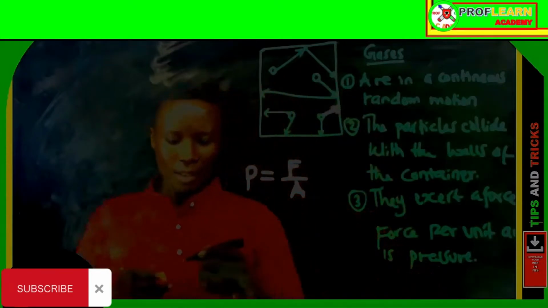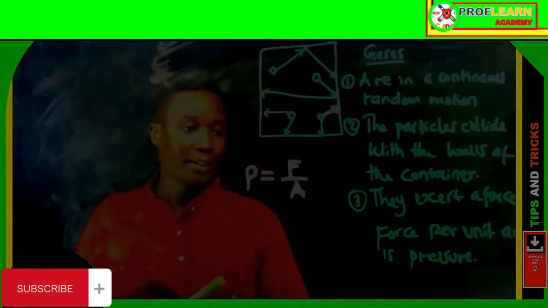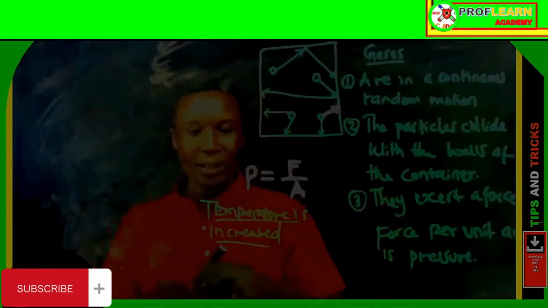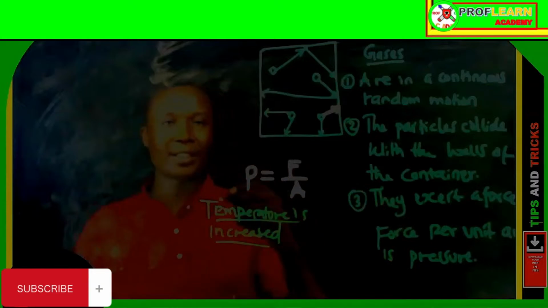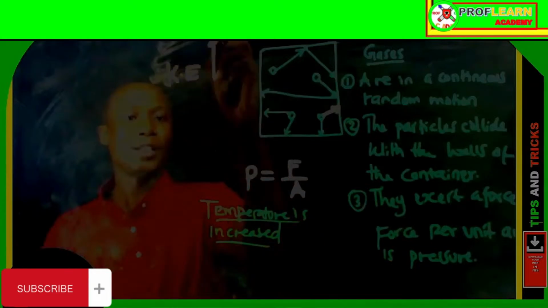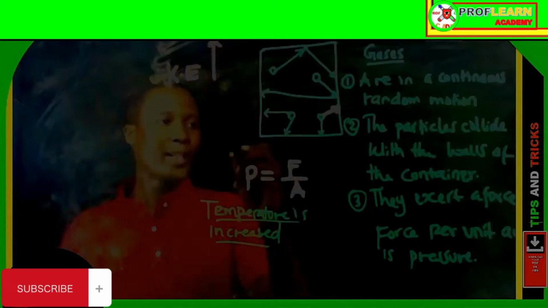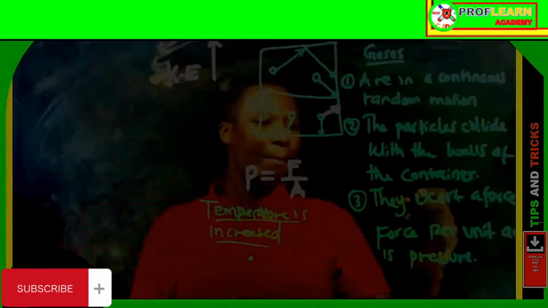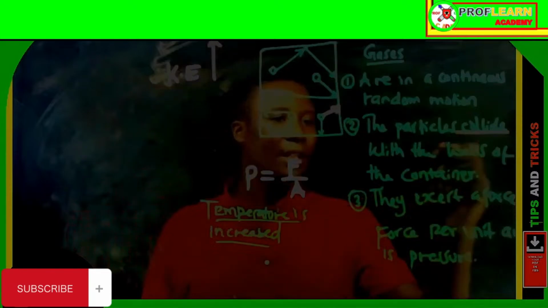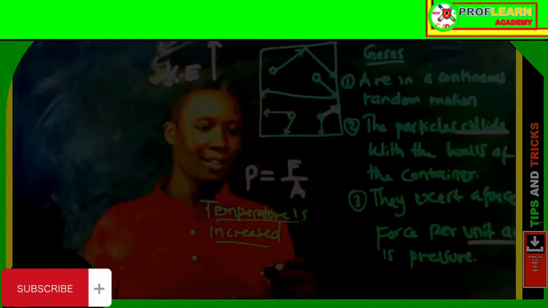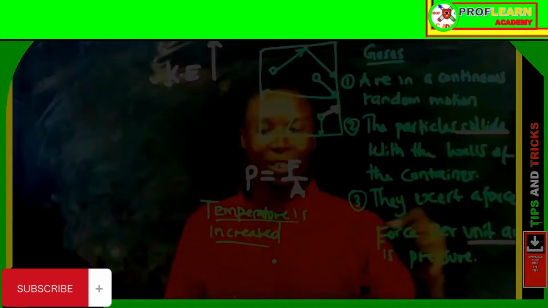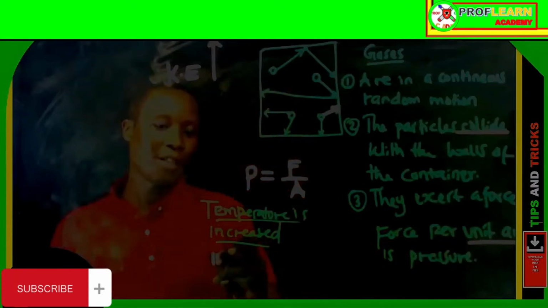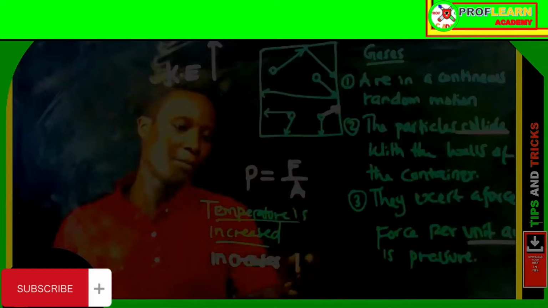Now, what happens to the pressure when temperature is increased? When temperature is increased, kinetic energy also increases. When the kinetic energy increases, the number of collisions per unit area increases. When that happens, pressure also increases. So an increase in temperature increases pressure.